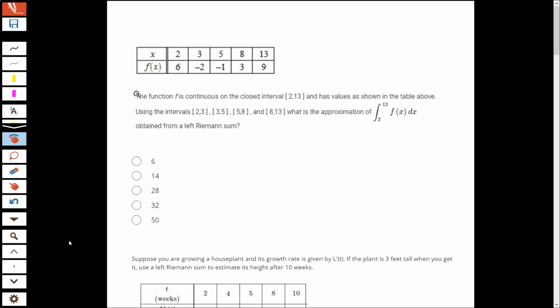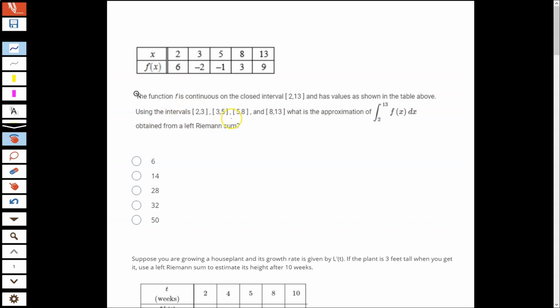Here we're doing some Riemann sums to estimate integrals and some very basic integrals. So we'll jump right in. As always in this video, remember you can skip around. You don't have to watch the whole thing. Skip to just the questions you need.